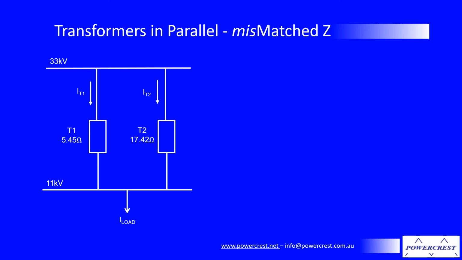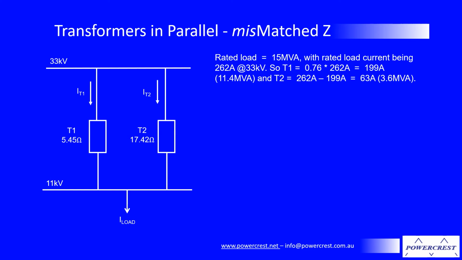Well, what are the implications of this? Let's look at rated load current again, right? If it's 15 MVA, then the current is 262 amps at 33 kV. So now T1 carrying 76% of the load current will carry 199 amps and T2 the balance of 63 amps. So we see that T1 has now 11.37 MVA or 113.7% of its rated MVA, and T2 now carries 3.6 MVA, which is 72% of its rated MVA.